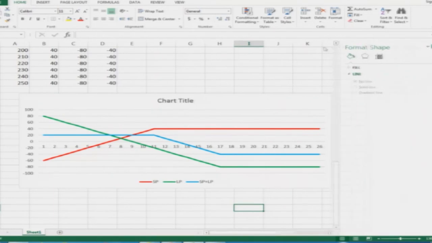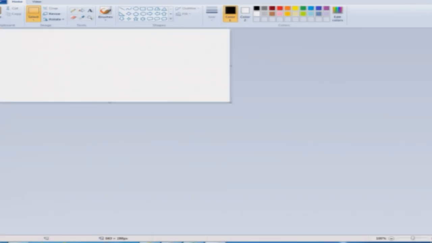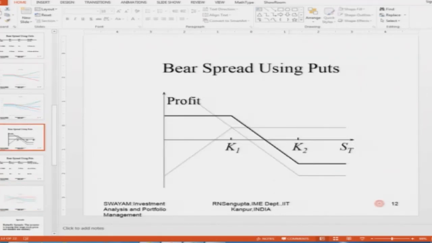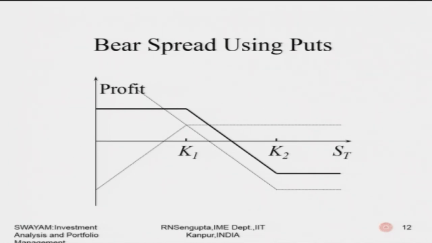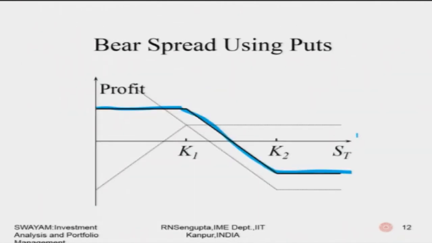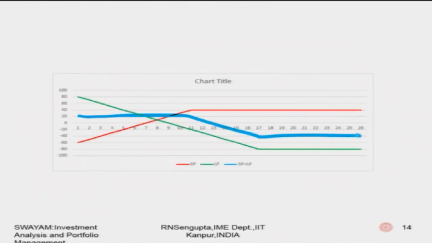So now let us see the combined one. This is the same graph which we had here. So if you see the combined one, pay attention to the dark one, which should be blue in color, this one, the combined for the bear spread using two puts is exactly the same thing which we had, the blue one. And the green and the red, for the short put and the long put, are exactly as they should be. Only that my prices are accordingly done, so you can basically check the K1 and K2 values.